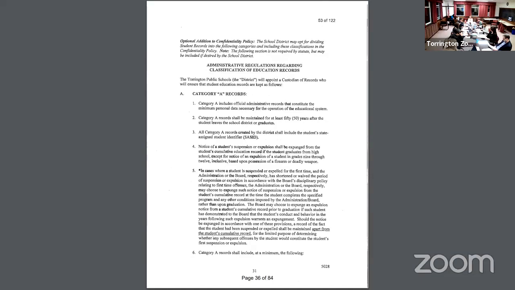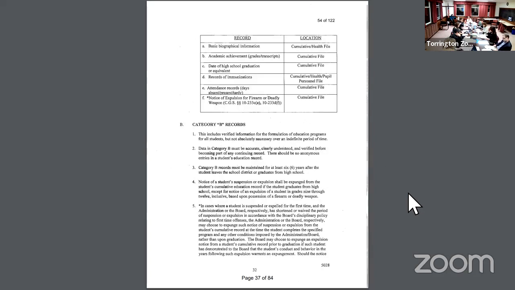Okay, can we do this one first? Sure. Go ahead. Yeah, so there's just a couple of things. On page 37, the record and the location. So basic biographical information is in the cumulative file. Academic achievements in the cum file. Graduation or equivalence in the cum file. Immunization is in the health file. Attendance records is in the cum file.